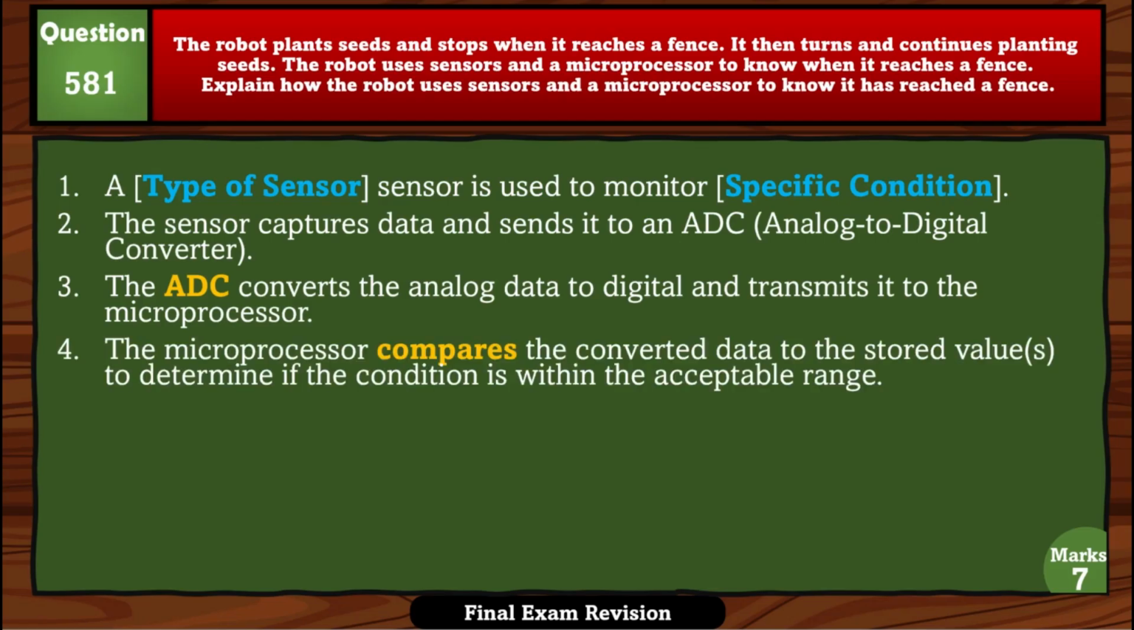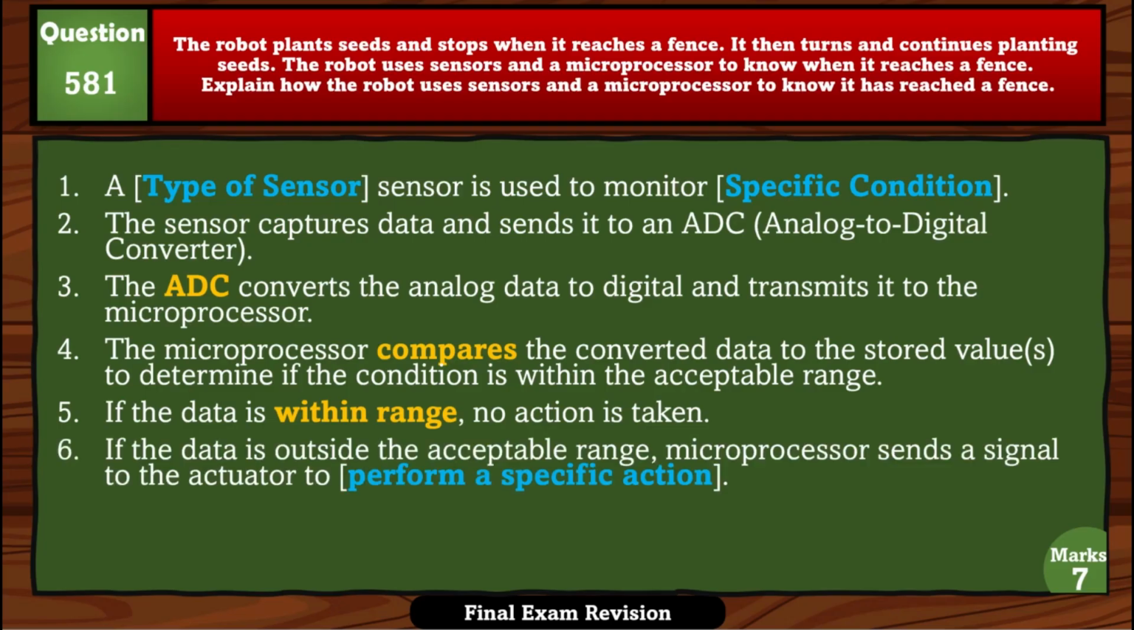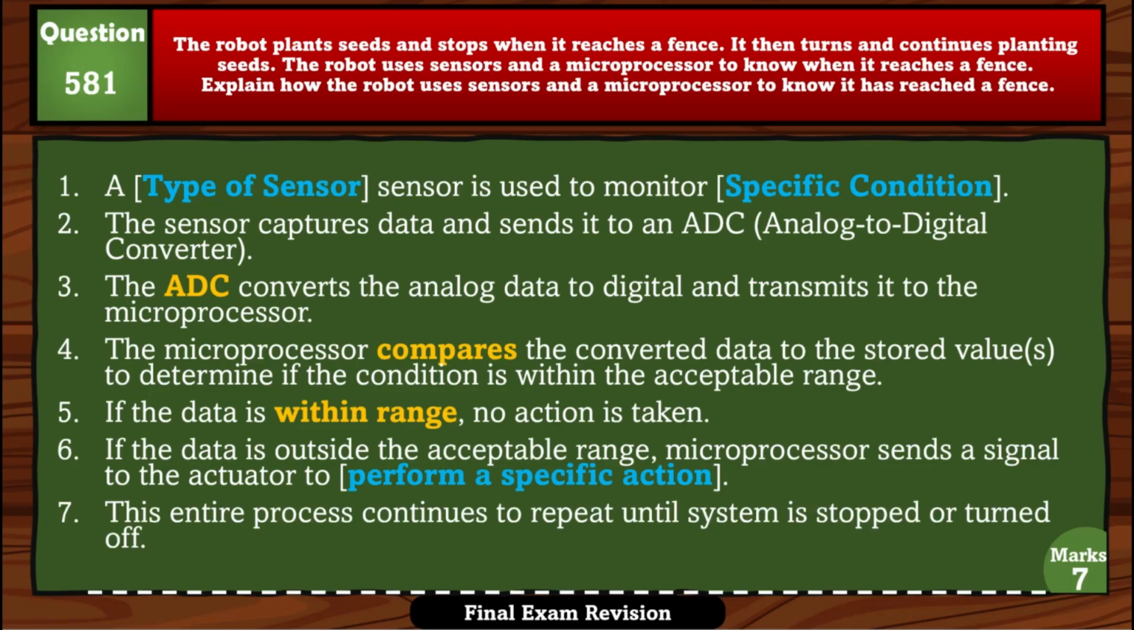The microprocessor compares the converted data to the stored values to determine if the condition is within the acceptable range. If the data is within range, no action is taken. If the data is outside the acceptable range, the microprocessor sends a signal to the actuator to perform a specific action. This entire process continues to repeat until the system is stopped or turned off.